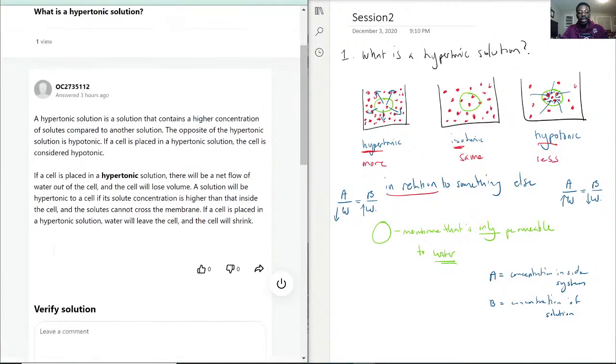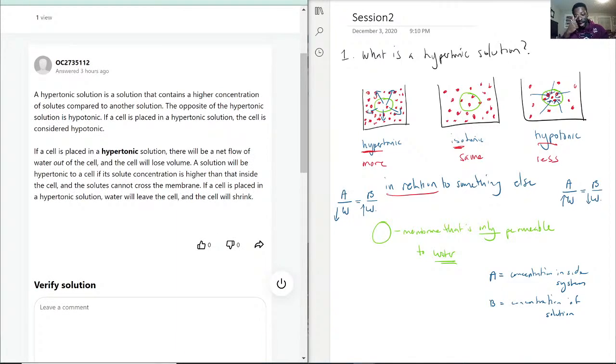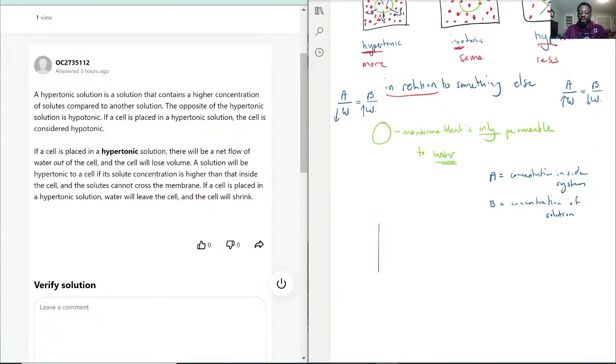So let's see how we did. Hypertonic solution is a solution that contains higher concentration of solids compared to another solution, so that is correct. That's why I compared it, where I put something in there. Sometimes you can also have examples where you draw it out like this, where you have a membrane right in the middle that's only water permeable, and then you have one side that has this much and this side that has that much. So we have the more concentrated, the hypertonic, and this would be the hypotonic.